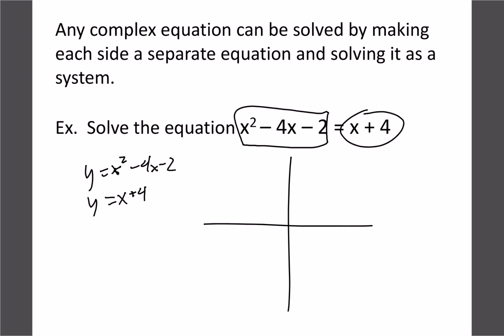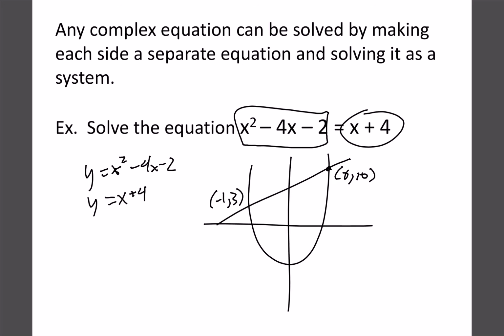So x squared minus 4x minus 2, let's do that one first. And then let's do x plus 4 as our second equation. And in this case, we get our quadratic, we get our linear, and we actually have two intersection points. The first one's at 6, 10, and our second one's at negative 1, 3.